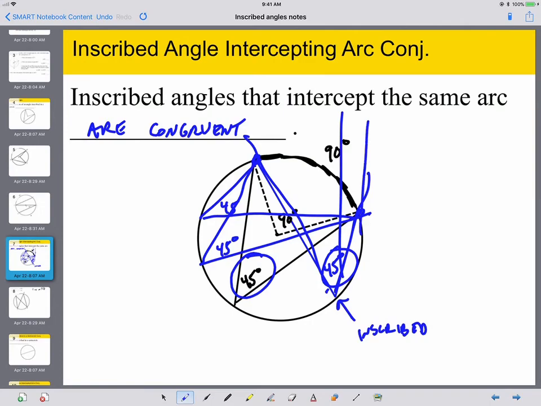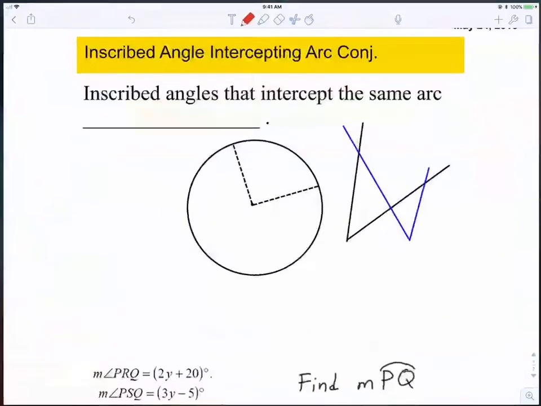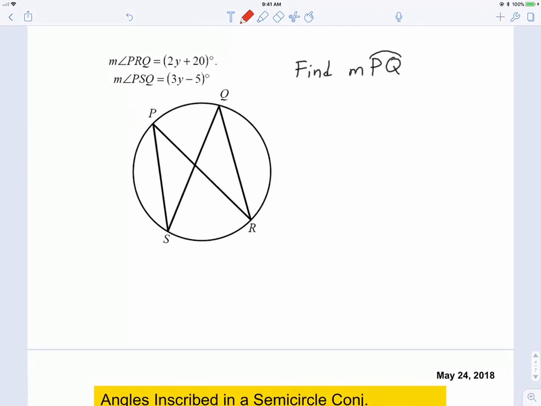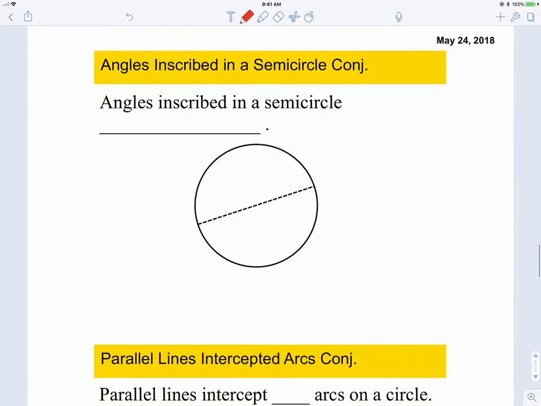Again, you need to be pausing and writing stuff down. Sorry, I'm not feeling well. I've got a cold or something. So here's a practice example of that conjecture. This video is getting to be a little long, so we're going to skip that.